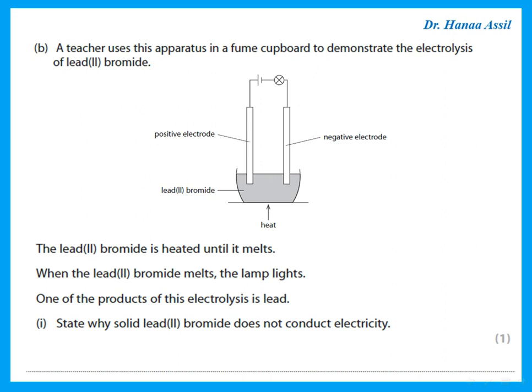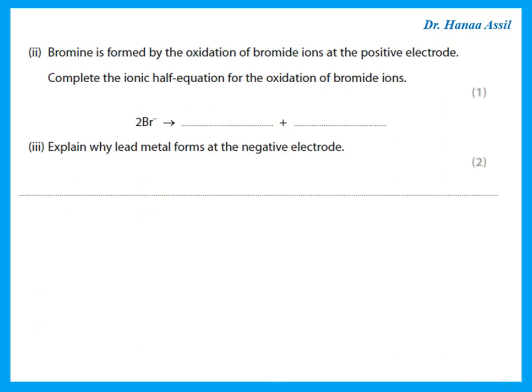What is lead bromide? You should know that lead bromide is an ionic compound. And we said solid ionic compounds do not conduct electricity because when they're solid, the ions are not free to move. Remember that an ionic compound is made up of positive and negative ions. As a solid, the ions are not free to move. Bromine is formed by oxidation of bromide ions at the positive electrode. Of course, oxidation means loss of electrons. So you should realize that the bromide ions become bromine and they lose 2 electrons.